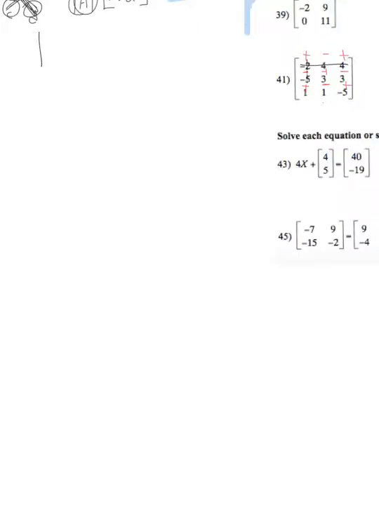If I take out the 2, that leaves me 3, 3, 1, negative 5. Okay, now I'm going to take out the 4. That leaves me negative 5, 3, 1, negative 5. Now I'll take out the other 4. That leaves negative 5, 3, 1, 1.